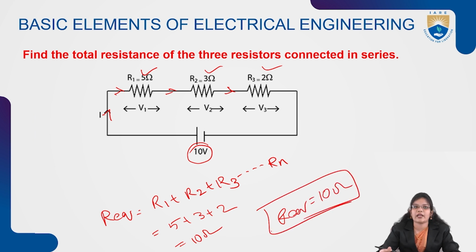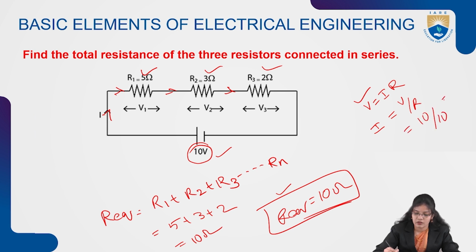So if we want to calculate the current, normally we need to use a formula from Ohm's law, which is V equals I into R. So here we have the voltage value and we got the resistance value. From that, can we calculate I? Yes, I is equal to V by R, which is 10 by 10, which will be equal to 1 ampere. So the current across this circuit will be taken as 1 ampere.